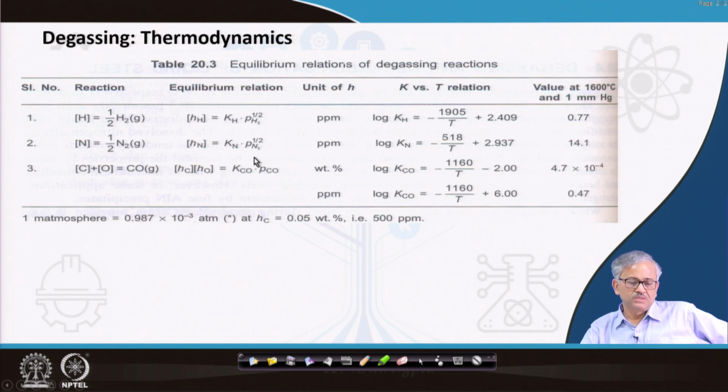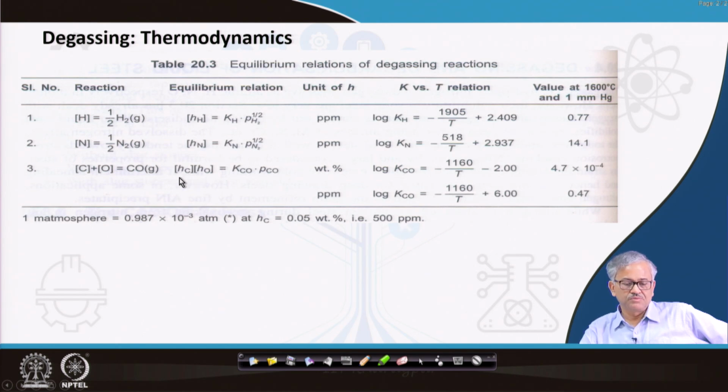It's a very low value. Similarly, for nitrogen, you can bring down the nitrogen concentration to 14 ppm. At 1600 degrees centigrade and 1 torr pressure, the dissolved nitrogen will be only 14 ppm. So, you can lower the hydrogen and nitrogen to very low values. Similarly, if you look at carbon and oxygen, you can bring it down, in weight percent or in ppm, this is 40.47 ppm. So for oxygen, oxygen can be lowered to 0.47 ppm, assuming the carbon has 500 ppm.